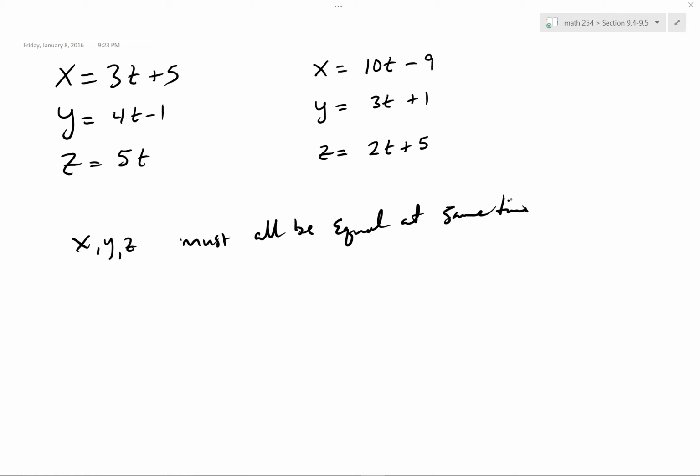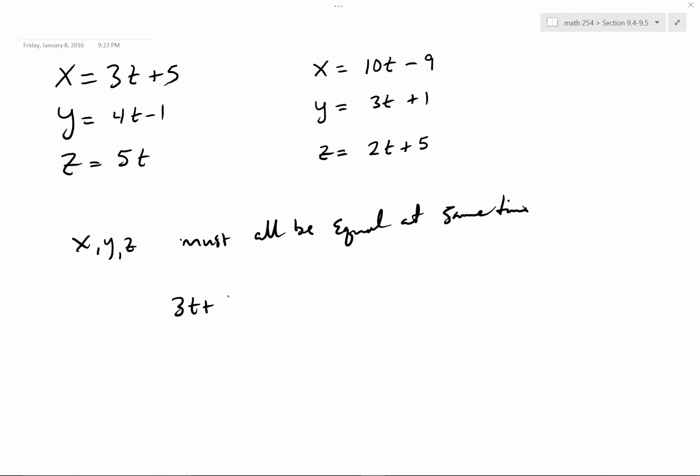Now, there's a railroad track not too far from my work. I've driven across it a million times. I've yet to be hit by a train. That's because even though the road and the railroad track cross, the train and I do not cross at the same time. So even though we could have the same x, y, and z, we don't have them at the same time.